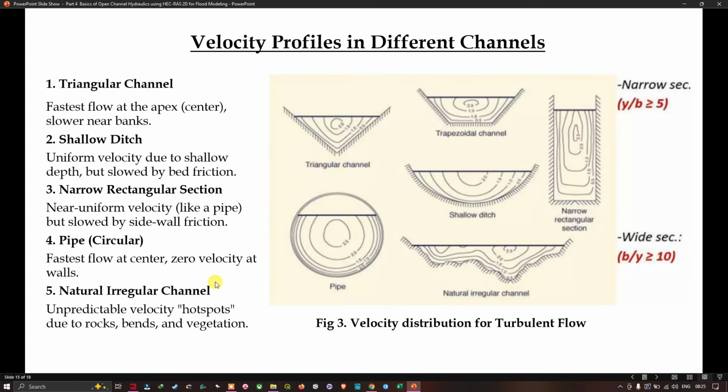And last is the natural irregular channels. So it is an unpredictable velocity hotspot due to the rocks, bends and vegetation which occur in these natural irregular channels. So generally the velocity is unpredictable, and this is the velocity distribution for the turbulent flow for the different channels. So we have seen the triangular channel, and next the shallow ditch section, the third is a narrow rectangular section, the fourth is a pipe, and last is the natural irregular channel.